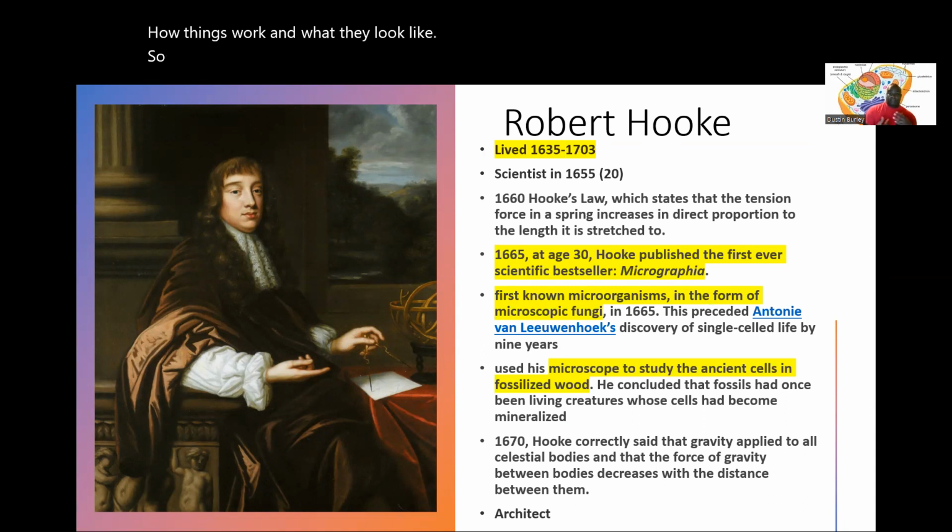So he was born in 1635. He died in 1703. He became a scientist at 20, which, a long time ago, after middle school you would pretty much go to college. They skipped a lot of the stuff that we have now. So that's why he was 20 and he became a scientist.